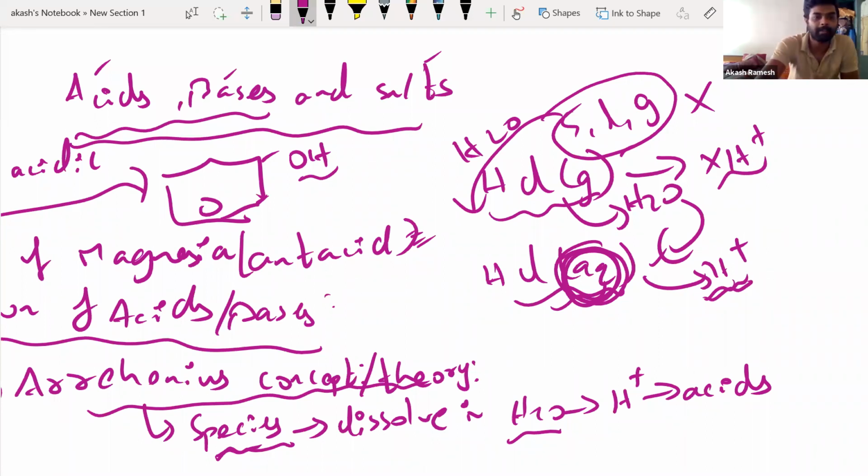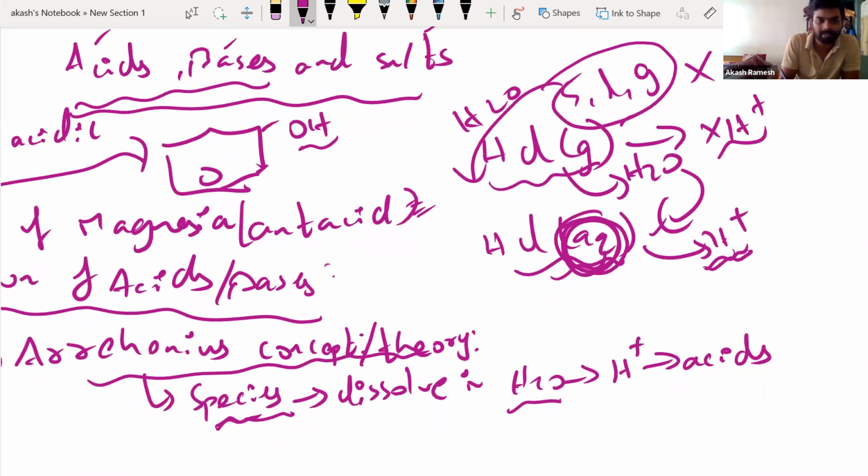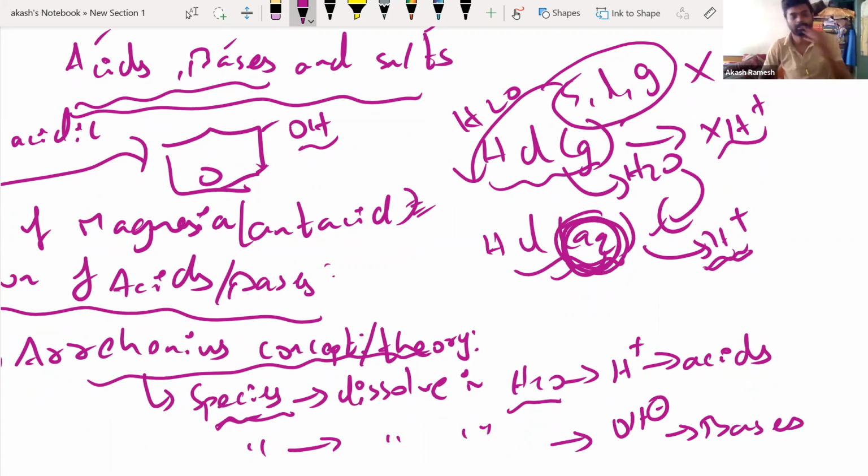Same way, I'll be able to define what bases are. There should be some chemical species dissolved in water, and if it produces OH minus ions, it's going to be called a base. It's called basic in nature.